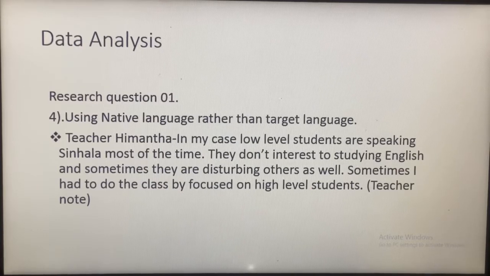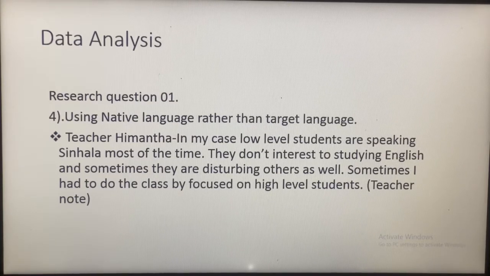Also, another problem is using the native language rather than the target language. As teacher Himanta mentioned, in my case, low level students are speaking Sinhala most of the time. They are not interested in studying English and sometimes they disturb others as well. Sometimes I had to conduct the class focused on high level students. This happens in government schools because there are low level students and high level students, so the teacher has to take the class with both levels of students, but some low level students sometimes try to disturb the classroom.